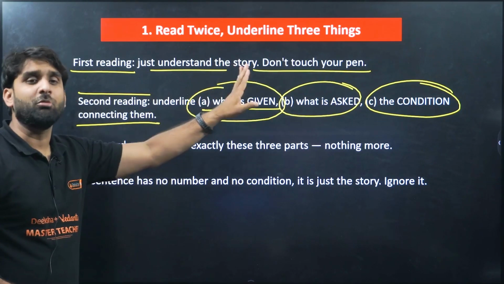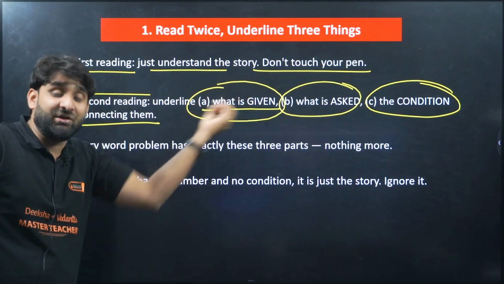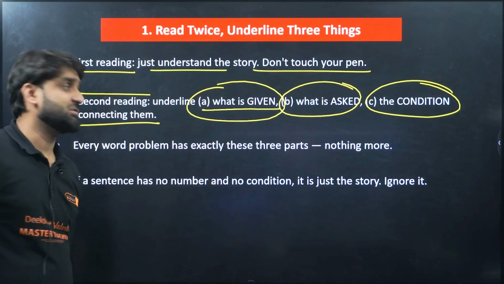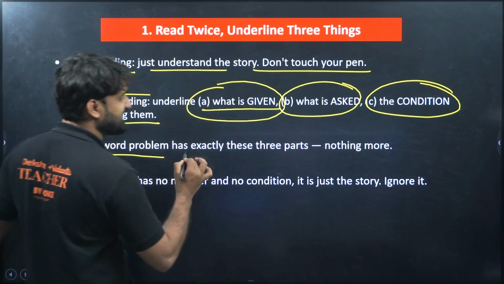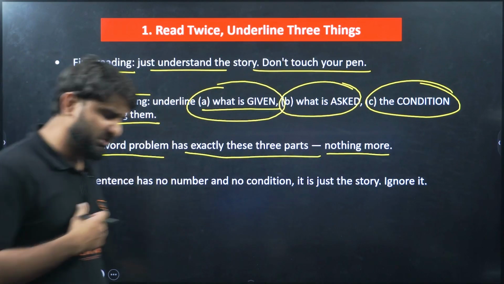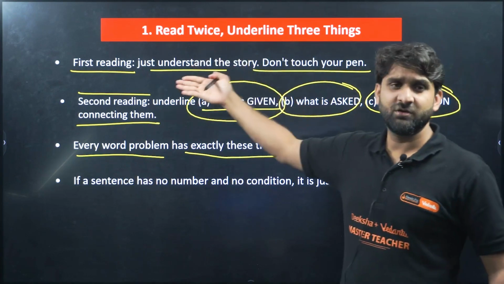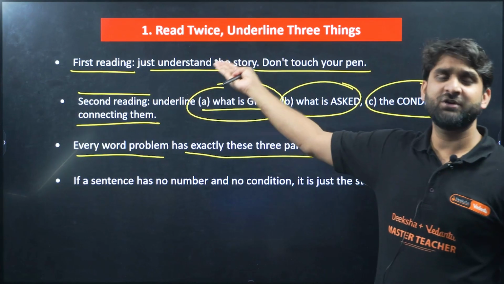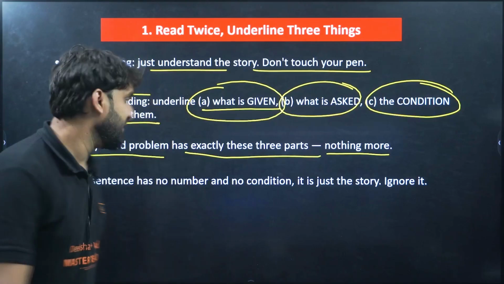So the first reading is a normal reading like a story. The second reading will be to extract the information to make the equation. So, a mathematical reading. Now every word problem has exactly these 3 patterns, nothing more. Yes, this is true. Being a teacher, let me tell you guys, in most word problems you have to follow the same procedure. First reading, normal reading. Second reading for the extraction of the information to make the equation.